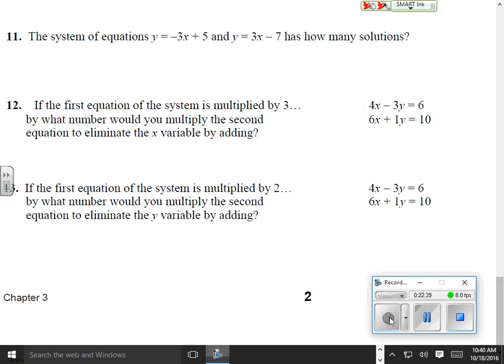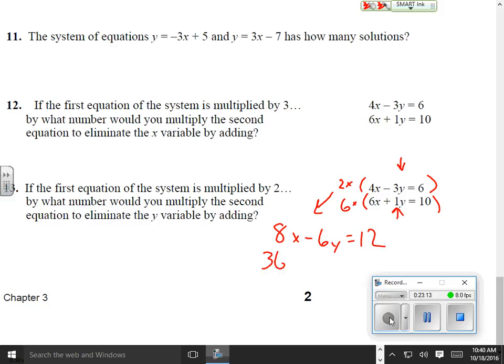And same sort of problem for number 13. If the first equation is multiplied by 2, what number would you multiply the second equation by to eliminate the y variable? We need the y variables to eliminate this time. So if we multiply it by 2, we get 8x minus 6y equals 12. So if we want the y's to cancel, then this is going to need to become a positive 6y. Well, then I'll multiply by 6.